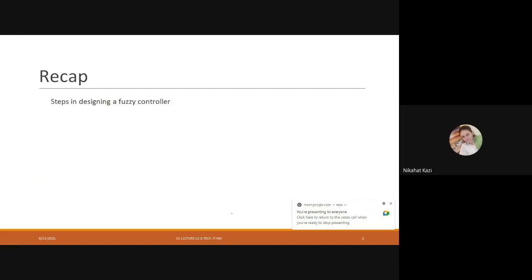So in the last lecture, we looked at the steps for designing a fuzzy controller, and we also solved one problem of a fuzzy controller for a washing machine. So quickly, let us revise the steps that are required while designing a fuzzy controller.